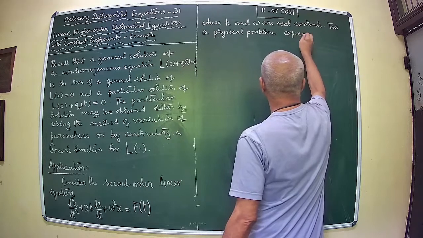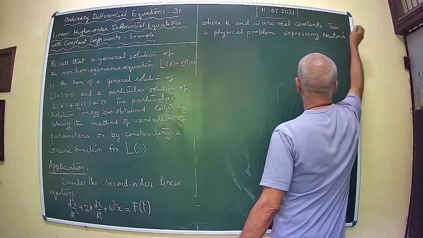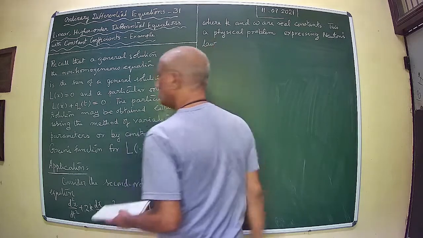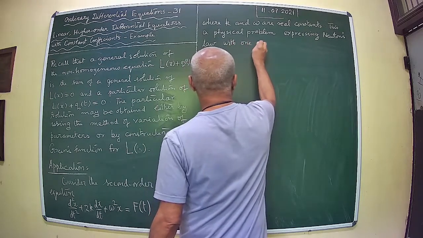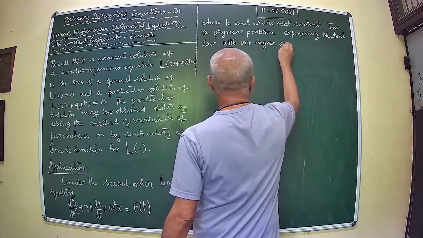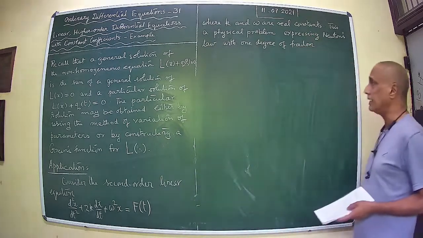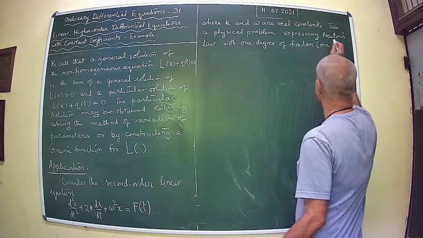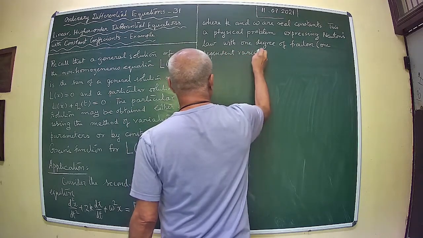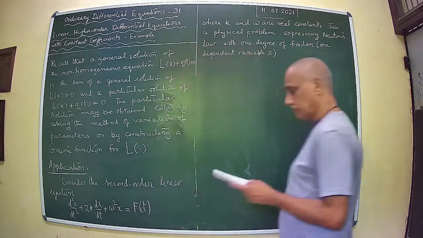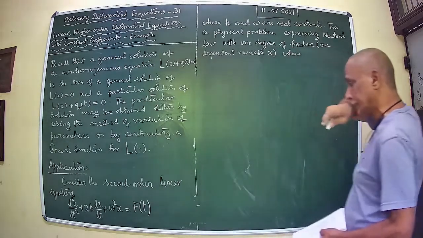Expressing Newton's law with 1 degree of freedom, that means only one dependent variable, where we attribute certain meanings for these terms.